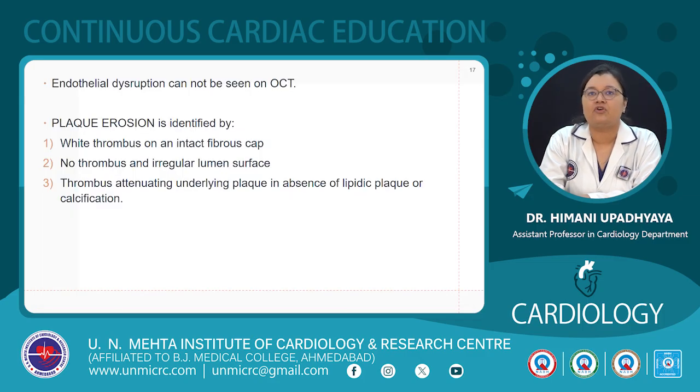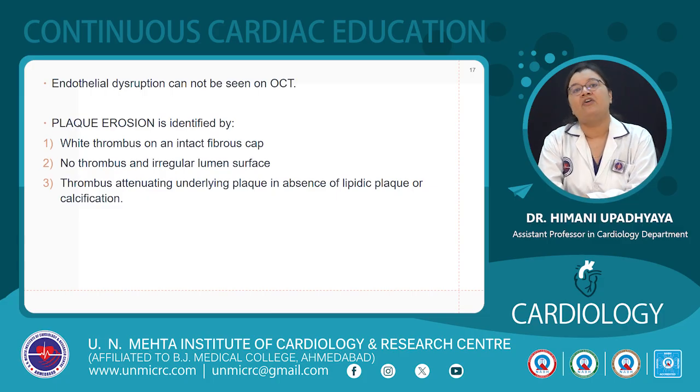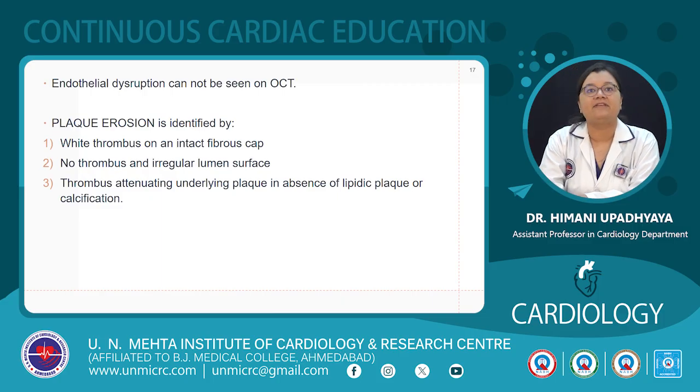Endothelial disruption cannot be very clearly seen on OCT, hence it is identified indirectly by white thrombus on an intact fibrous cap, no thrombus and irregular lumen surface, or thrombus attenuating underlying plaque in the absence of lipidic plaque or calcification.